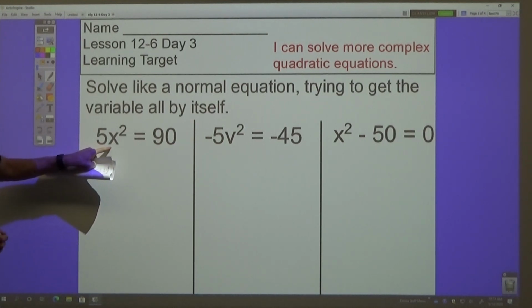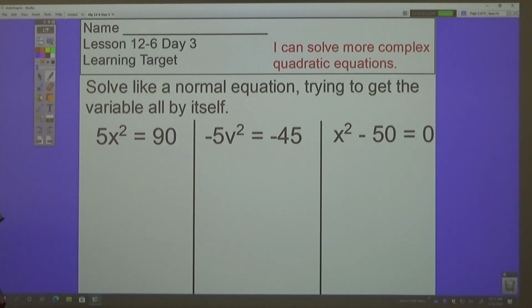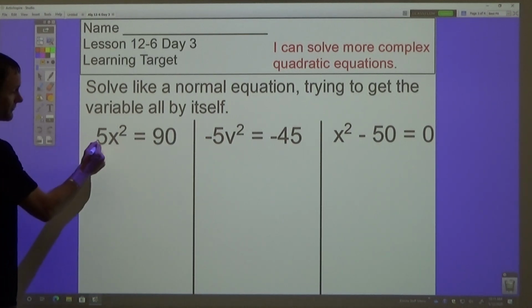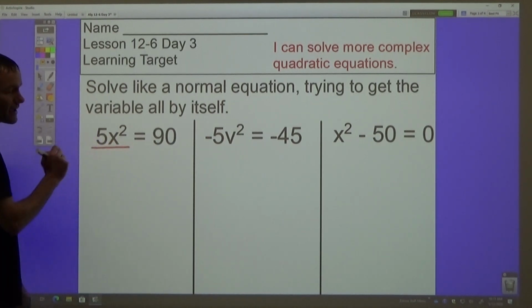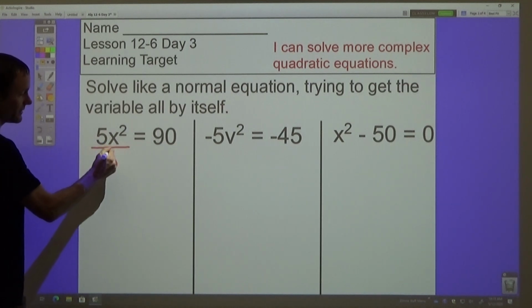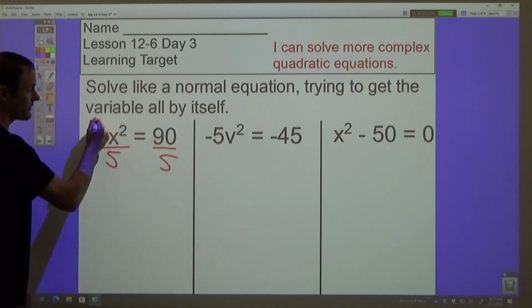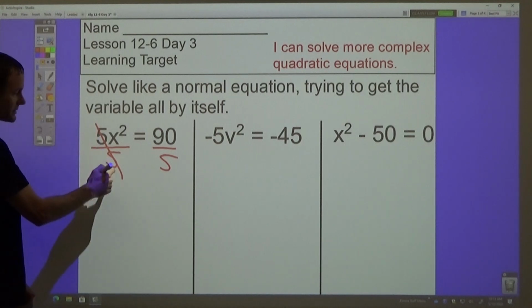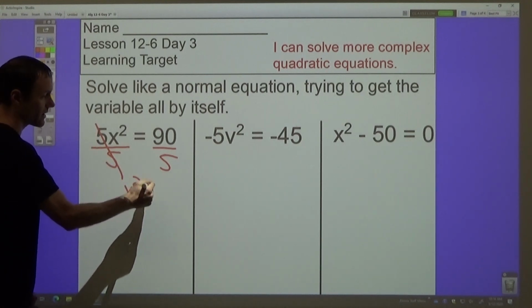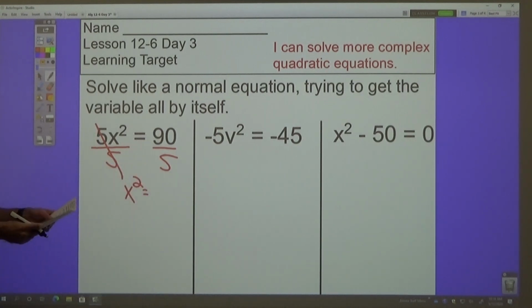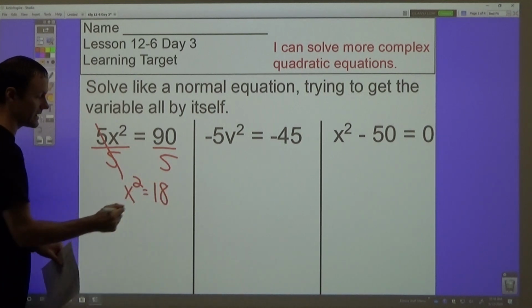So in this first one, 5x squared equals 90. We're trying to get the x all by itself. So the first thing that we want to do, this is 5 times x squared. We want to get rid of the 5 by doing divide by 5 and divide by 5. These cancel out, so we bring down the x squared, top divided by bottom. 90 divided by 5 is 18.